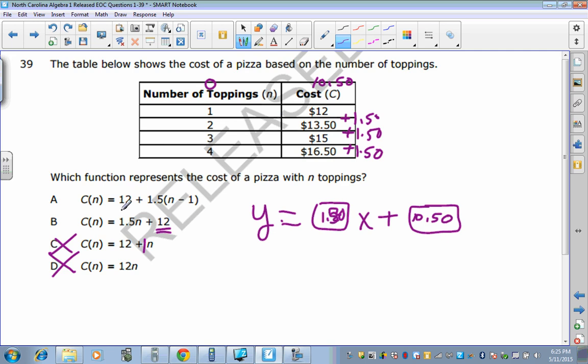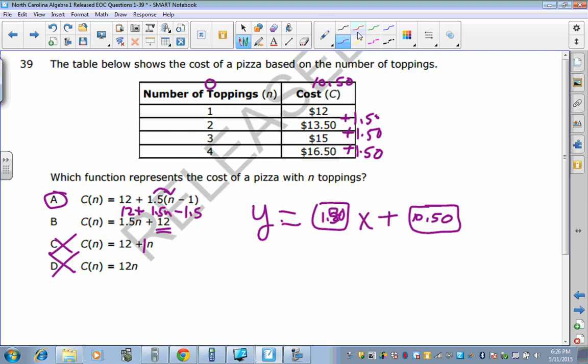Okay, let's distribute this one out. Let's see, that'd be 12 plus 1.5 times n minus 1, which is 1.5n minus 1.5, and then 12 take away 1.5 is 10.50. So that is the answer.